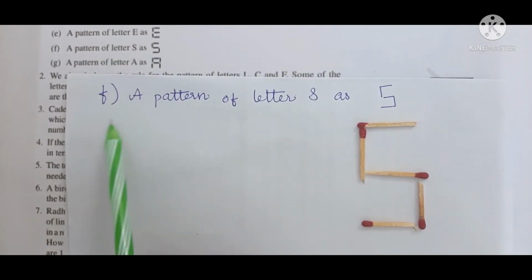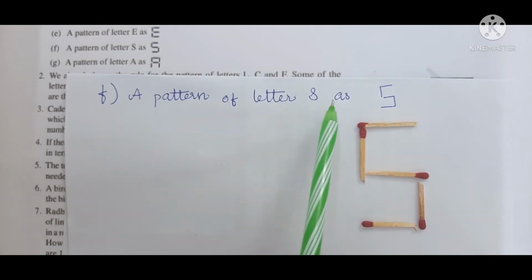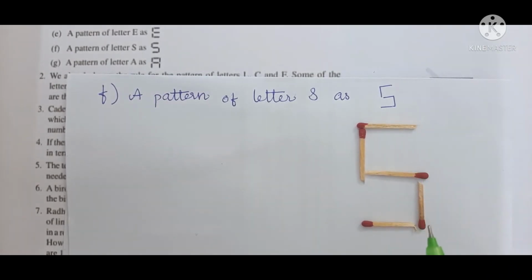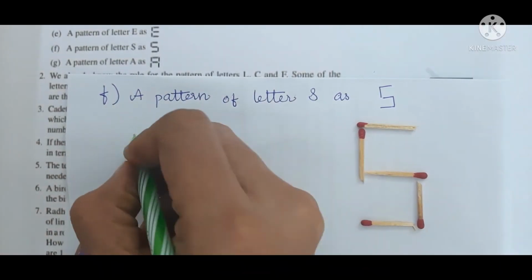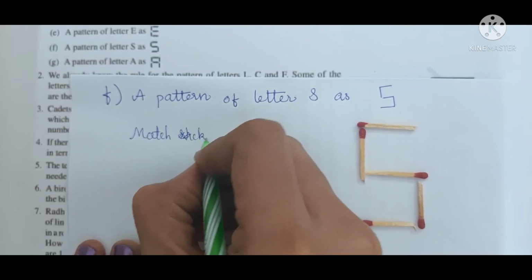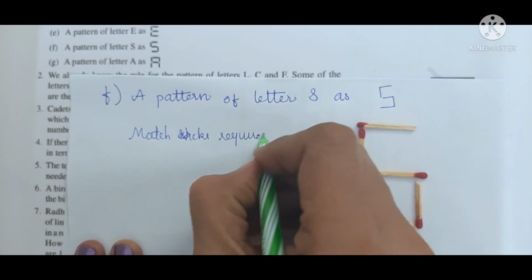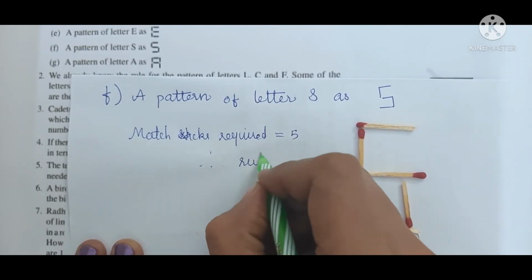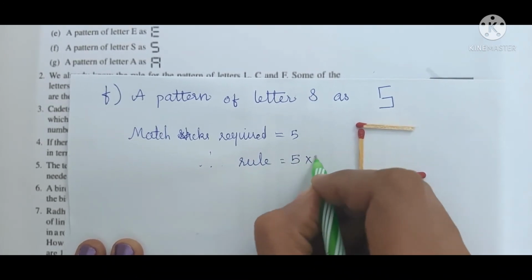Question number F, that is a pattern of letter S as S. So here we have to make the letter S. So how many matchsticks do we need? 1, 2, 3, 4 and 5. Here also, same as E, we need 5 matchsticks for making the S letter. So matchsticks required is equal to 5. So the rule will be 5 into n.